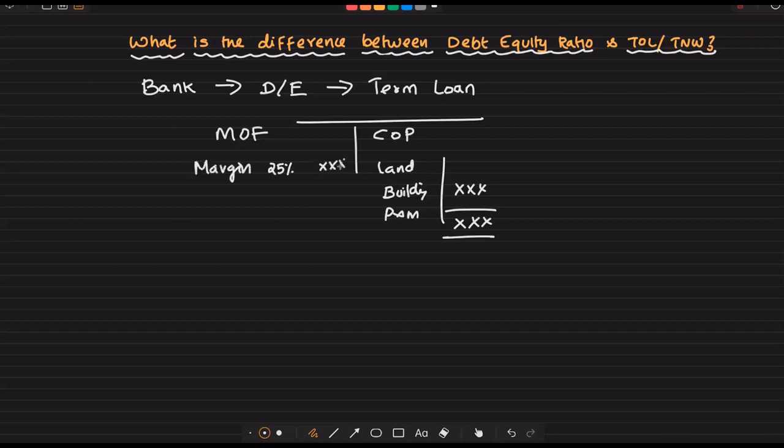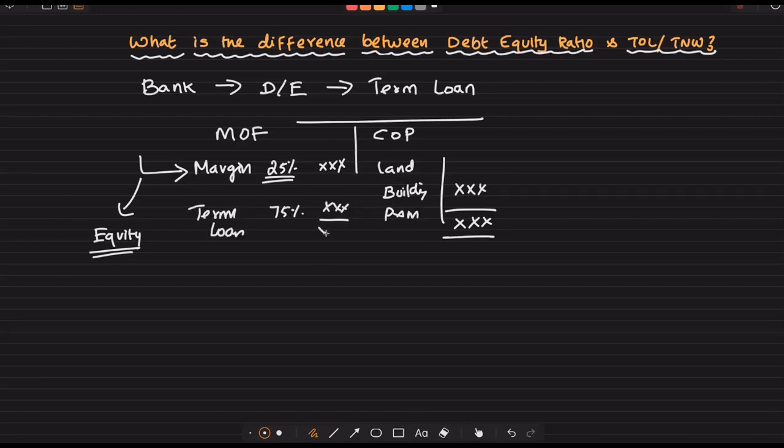Okay, then that margin what they are bringing in for meeting this cost of project will be considered as equity. So this is another dimension of debt equity, but this is something very specific to banks for their term loan purposes. So if they are bringing in 25%, then obviously the remaining 75% they'll be approaching for a loan, right? So 25% from their pocket means remaining 75% obviously, let's say, the term loan.